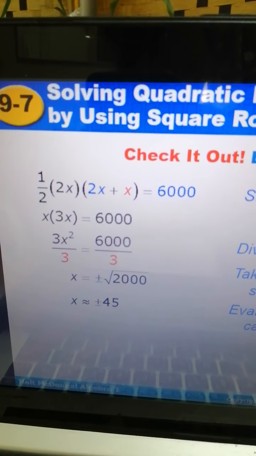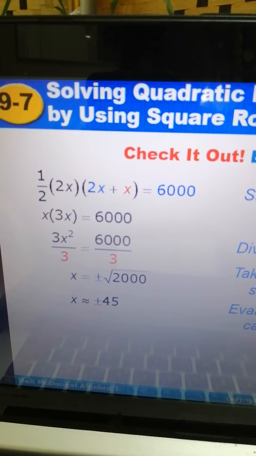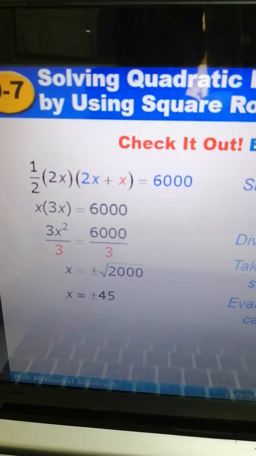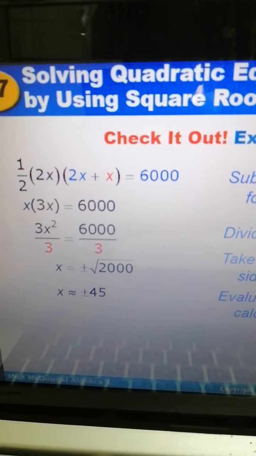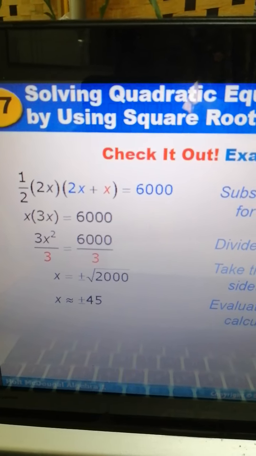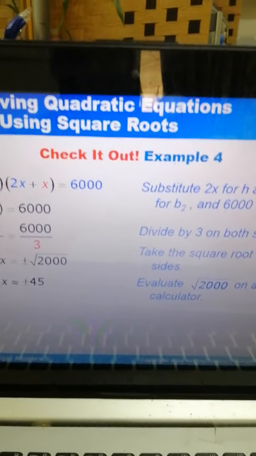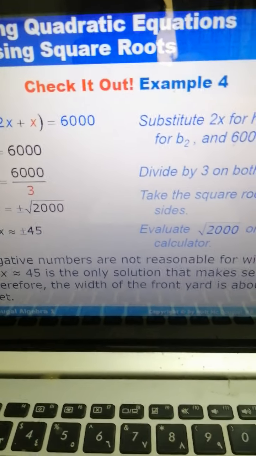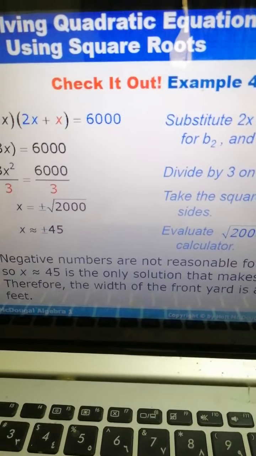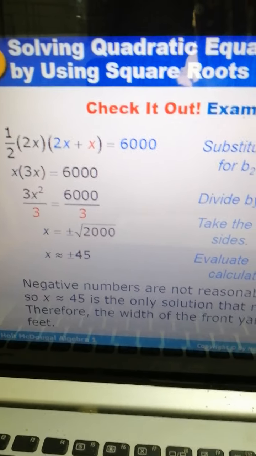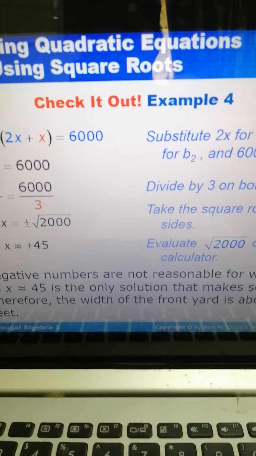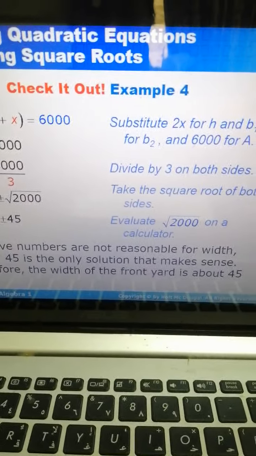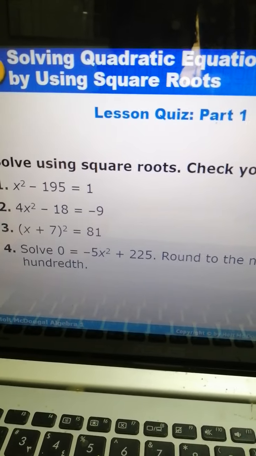Let me get the accurate one. The square root of 2,000 is 44.7. So that's why they approximated: approximately 45, positive negative. We know we need to find the positive answer. That makes sense because we're looking for the width, a dimension. So the width of the front yard is about 45 feet. I hope you understand.